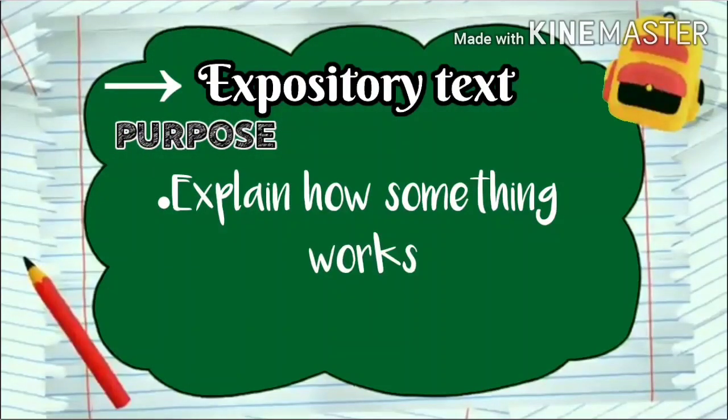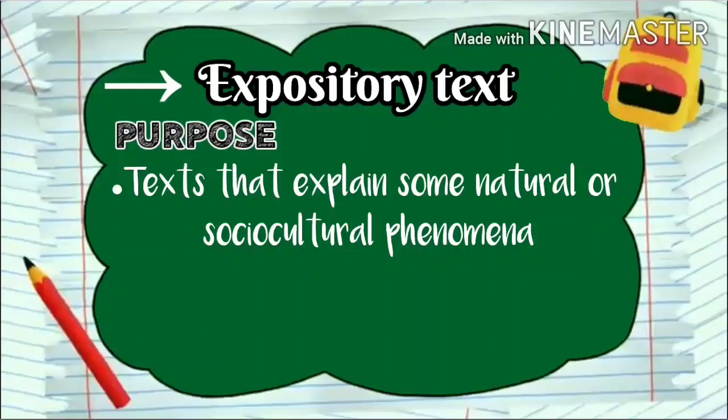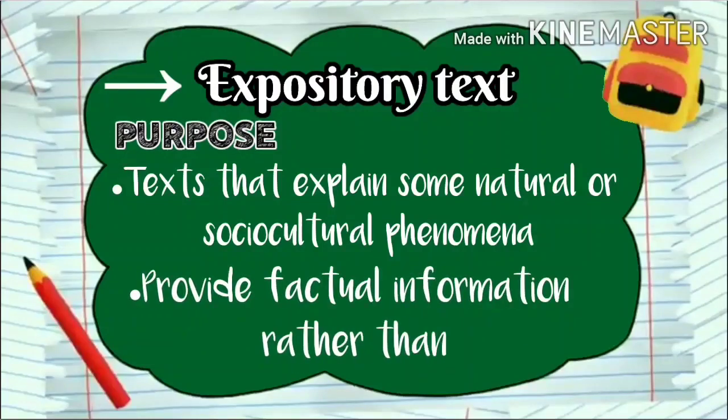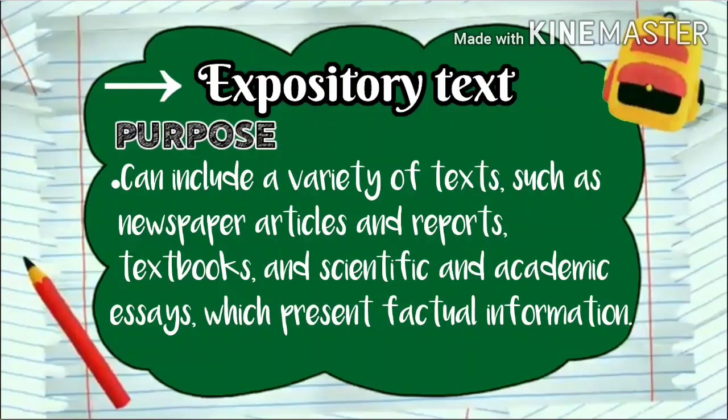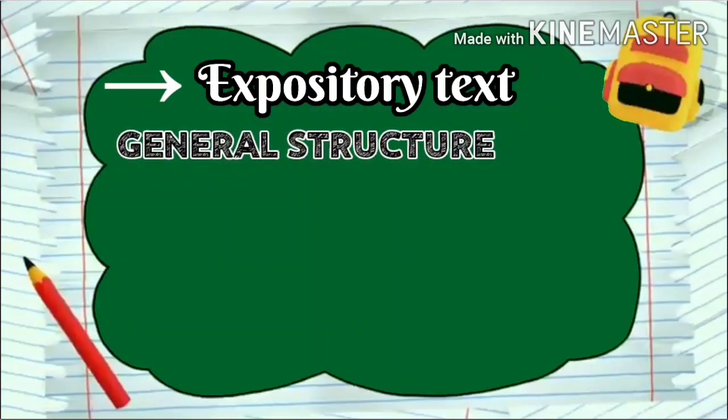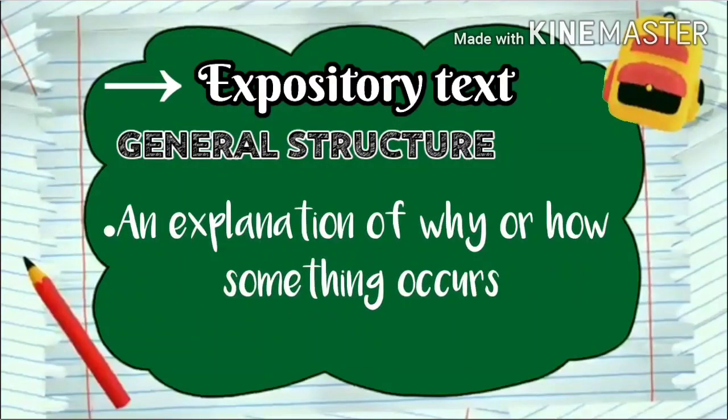Last is the expository text. An expository text explains how something works. Text that explains some natural or socio-cultural phenomena. It provides factual information rather than trying to convince. It can include a variety of texts such as newspaper articles and reports, textbooks, and scientific and academic essays, which present factual information. Its general structure is a sequence of explanations of how or why something occurs.